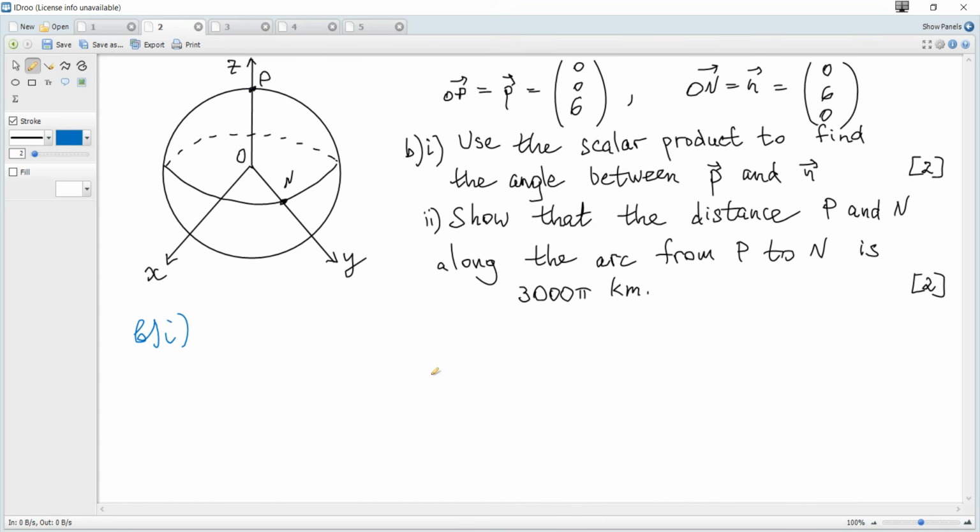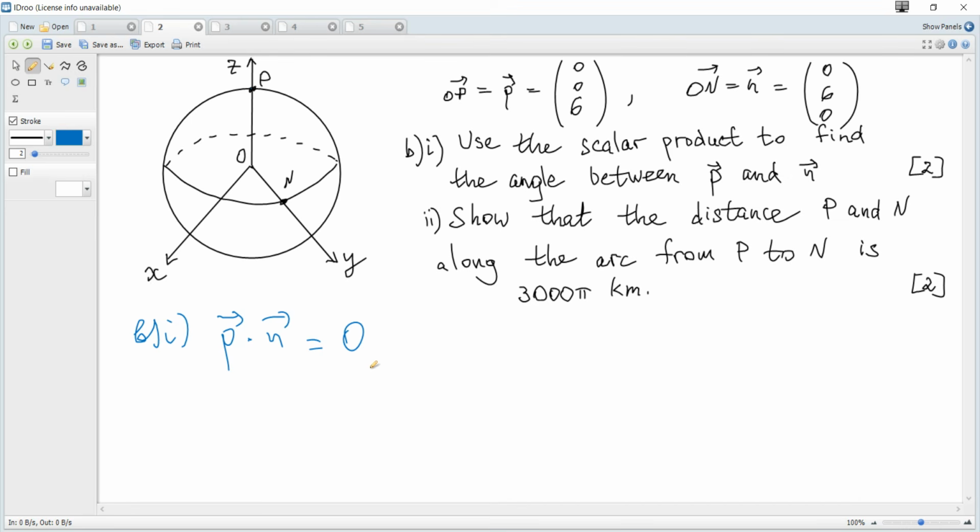Question B I. Use the scalar product to find the angle between P and N. The formula is given in the data booklet, and it says that a scalar or dot product of two vectors is x component by x component plus y by y plus z by z, so it's 0 times 0 plus 0 plus 0, so it's 0. And it is equal to the magnitude of P times the magnitude of N times cosine of the angle between them, so the cosine of the angle between them is 0, hence these two vectors are perpendicular and the angle is 90 degrees.